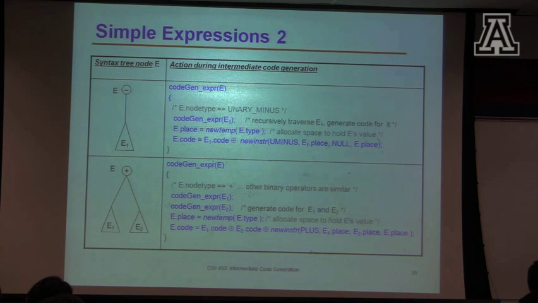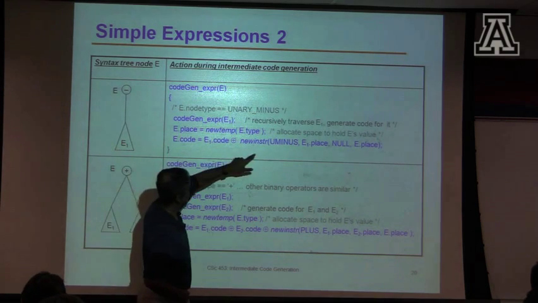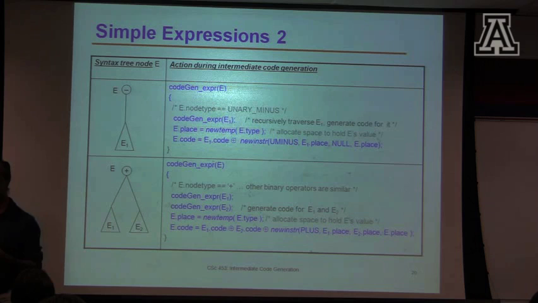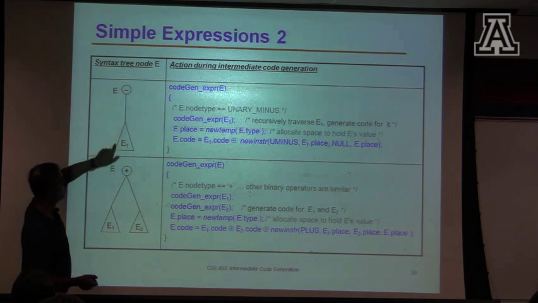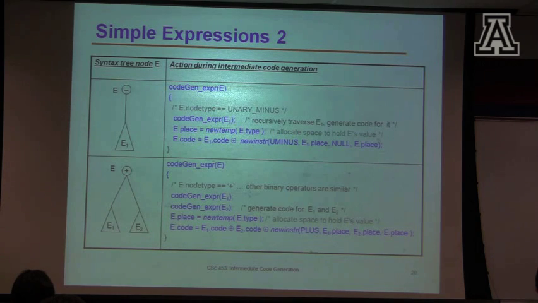So E1.place is basically saying, to the parent, whoever needs it, this is the temporary that was used to figure this out. So use that temporary. That's exactly right. E1.place is a temp or a symbol table entry where the value of E1 will be kept at runtime when the expression is being evaluated.